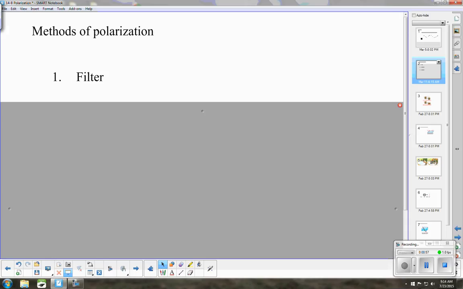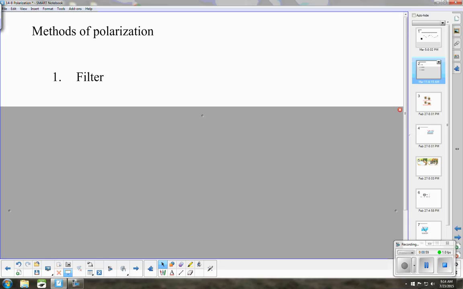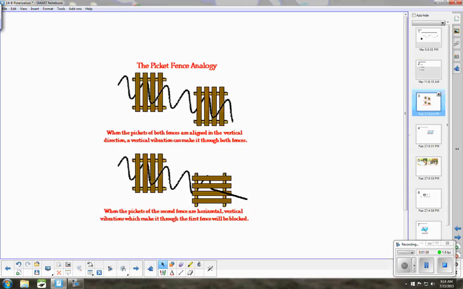The first method of polarization is by filtering. Let me draw some pictures and maybe this will help you understand. The example we're going to use is called the picket fence example. So if we had a picket fence and somebody was vibrating a rope, and the picket fence was vertical, as you can see in this particular first case, and somebody's vibrating the rope vertically, it would go right through. And it would go through the second fence.